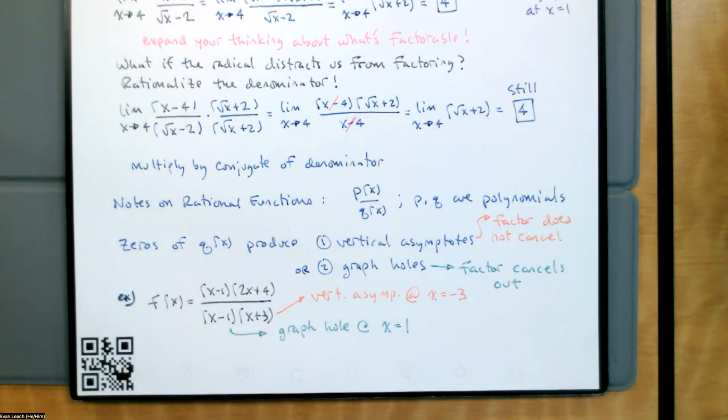Hole in the graph, as long as both sides are headed to the same place, which they will be, in this case we just plug the 1 into the rest of it. So 2 times 1 plus 4 is 6, 1 plus 3 is 4. So 6/4. Any questions? Is everybody okay?